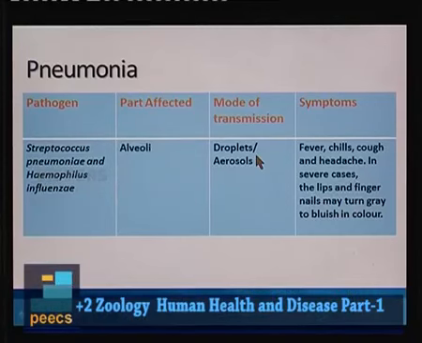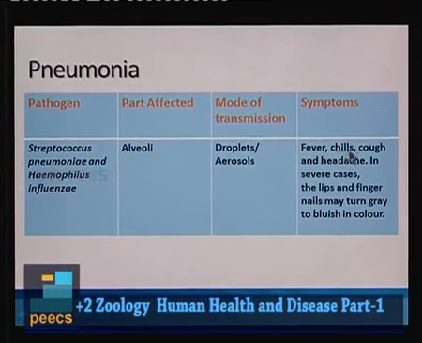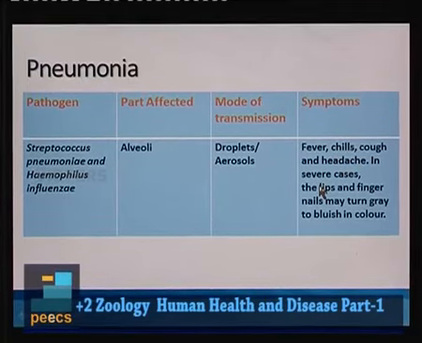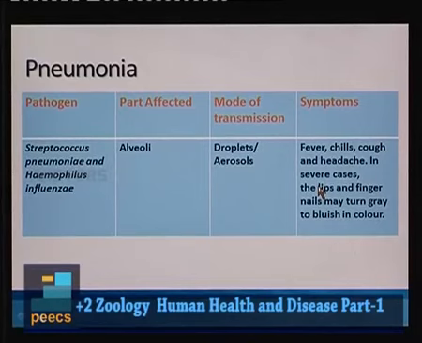So, when an infected person sneezes, he will release aerosols or droplets, and when a healthy person happens to inhale these droplets, he gets the infection. So, the mode of transmission is via droplets or aerosols. And now, what are the symptoms? The symptoms are fever, chills, cough, headache. In severe cases of pneumonia, the lips and fingernails may turn greyish to bluish color.